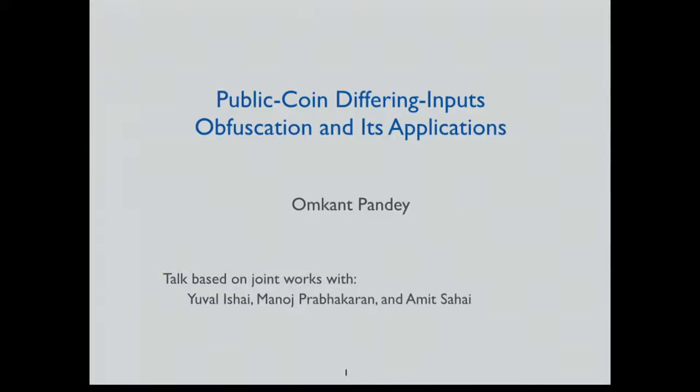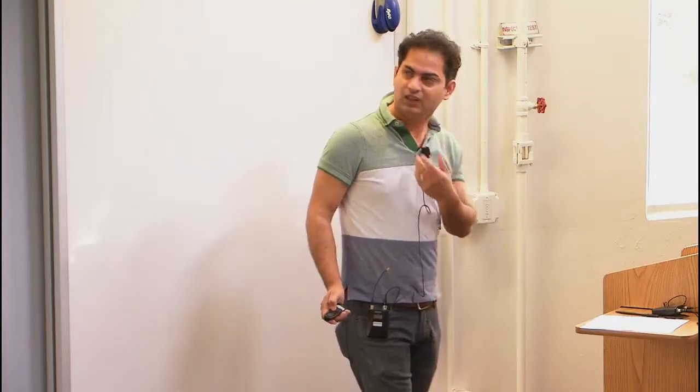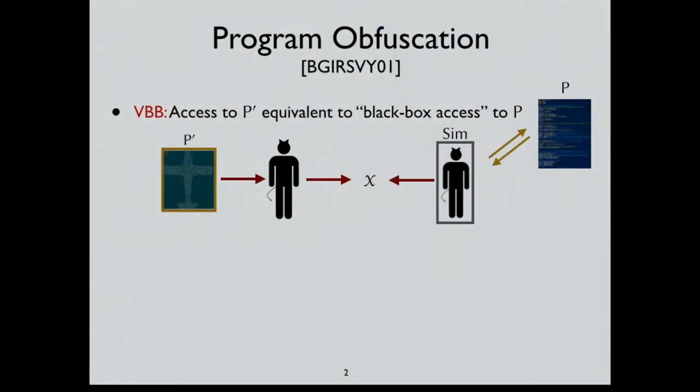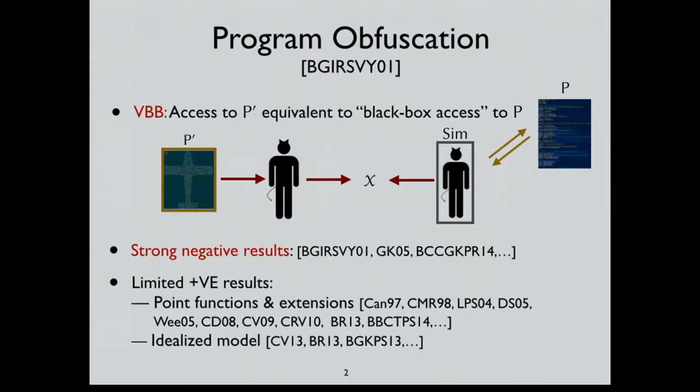Okay, let's talk about obfuscation. Let's not worry about the titles for now. So we know what program obfuscation is by now, and we know what virtual black box obfuscation is, defined by BGIRSVYOI, and we have a lot of strong negative results for it. And there are only a handful of positive results for very limited functionalities like point functions and their extensions, unless you go to idealized models.